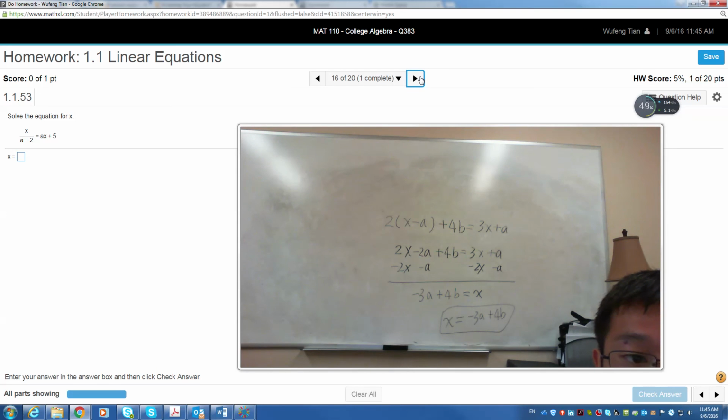Well, it's the same thing. You multiply both sides by a minus 2, and you have to FOIL it out. Okay. You need to FOIL this and simplify, isolate the x.